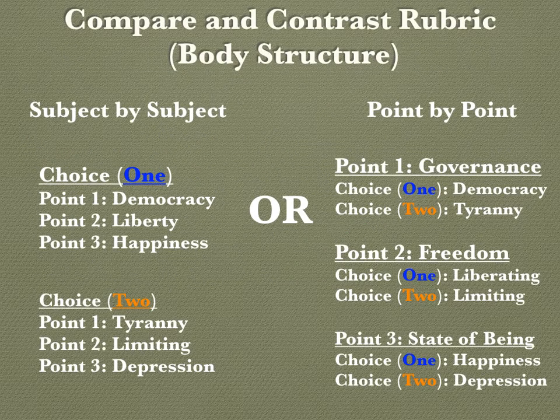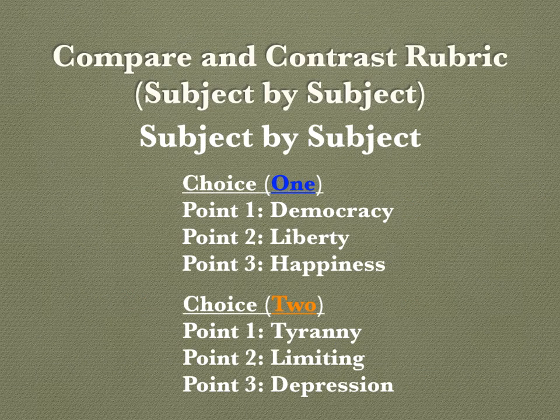In terms of structure, there are two different ways to go about it. There's the subject by subject approach or the point by point approach. So here's the subject by subject approach, and very simply, you're going to address all the points on the one perspective before you cover all the points with regards to the second perspective. So you wouldn't cover the second perspective at all until you've completely addressed the first perspective. And this is generally the subject by subject approach.